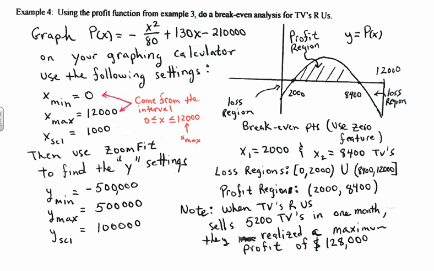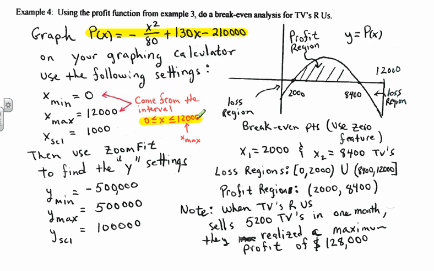Okay, so from example 3a above, we found that the profit function capital P of x was negative x squared over 80 plus 130x minus 210,000. Now, the important thing is that we stated that this profit function was valid on this interval from 0 to 12,000. And that's going to play a huge role when we go to graph this function.